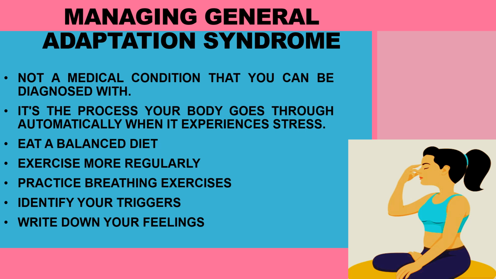Identify your triggers. The first step to managing your stress is identifying what triggers it in the first place. This could be a highly demanding job, communicating with an estranged relative, or going to a specific location. Identifying what triggers your stress can help you get rid of them. Write down your feelings. Journaling is an often overlooked way of dealing with stress. Writing down your feelings and coming to terms with them can help you cope better.